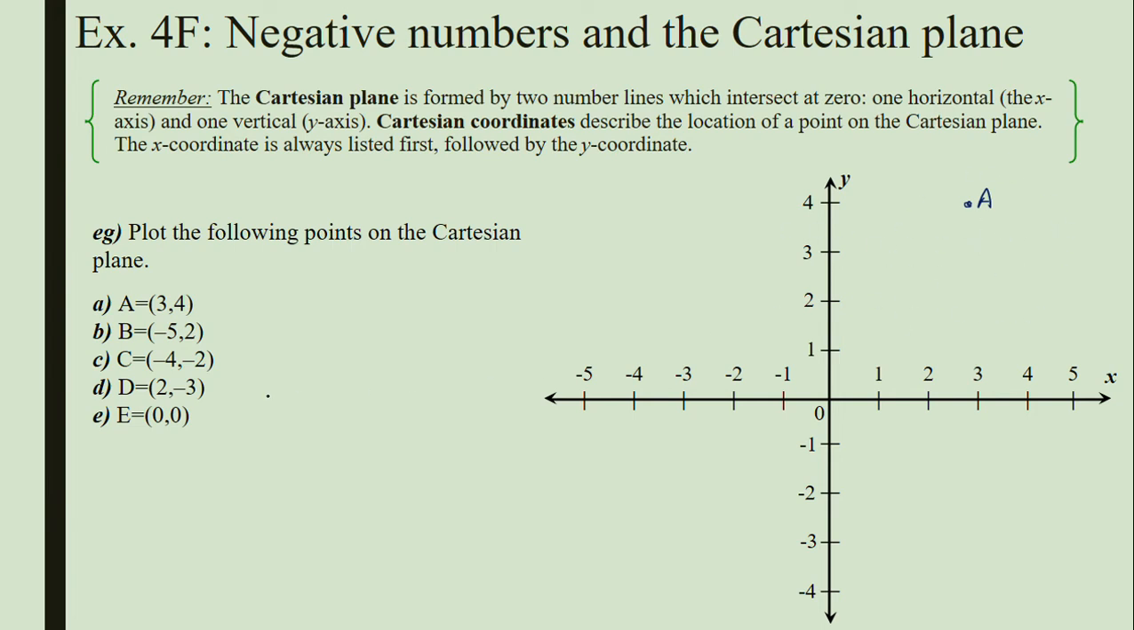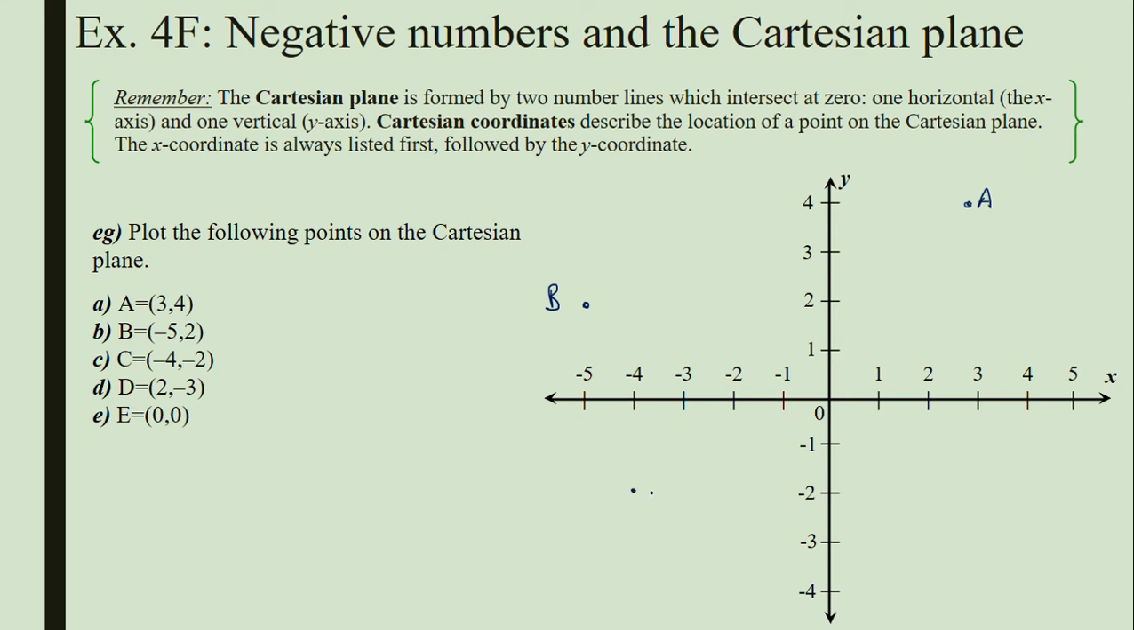We're going to go now to B. So B is negative 5, 2. So we're going to go across to x is negative 5 and then up to y is 2. So now we've got a point over in this quadrant, because the plane is split into 4 quarters, or they're called quadrants. Point C is negative 4 on the x-axis and negative 2 on the y.